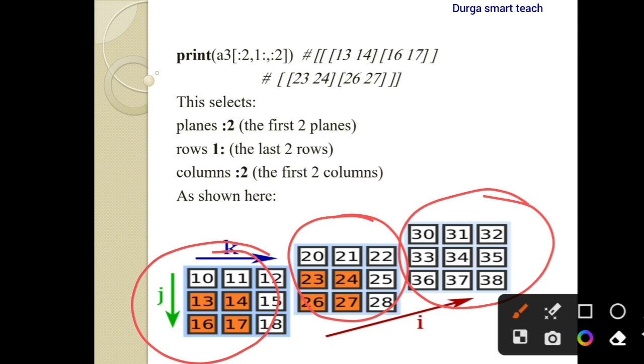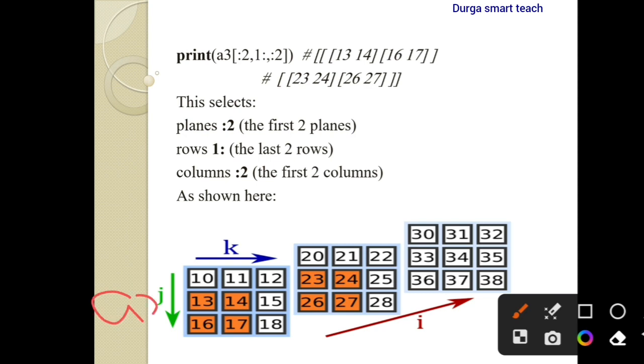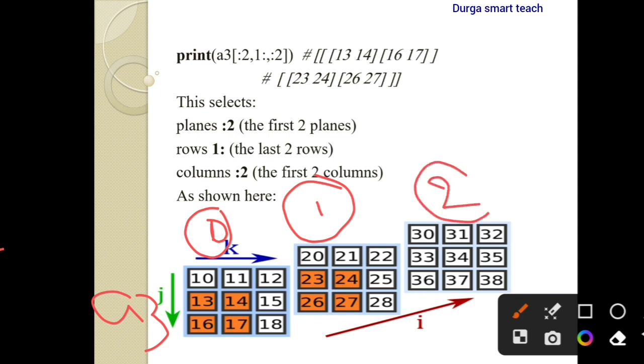Okay, next I want to access the elements. Here A3 is the array name. I want to access the zeroth plane and first plane. Total number of planes is 3, and the index value starts from 0, so this is the zeroth plane, first plane, and this is the second plane. I want to access the elements from the zeroth plane and first plane.